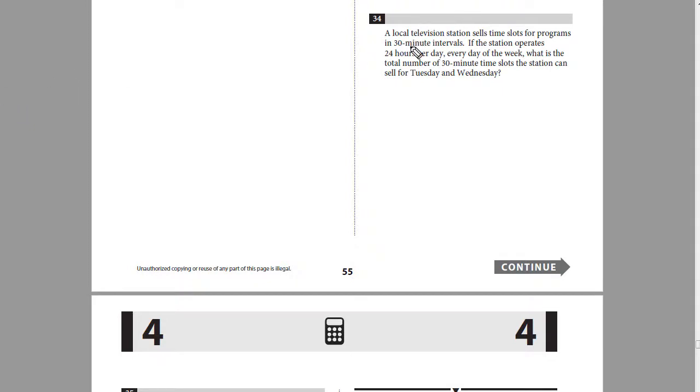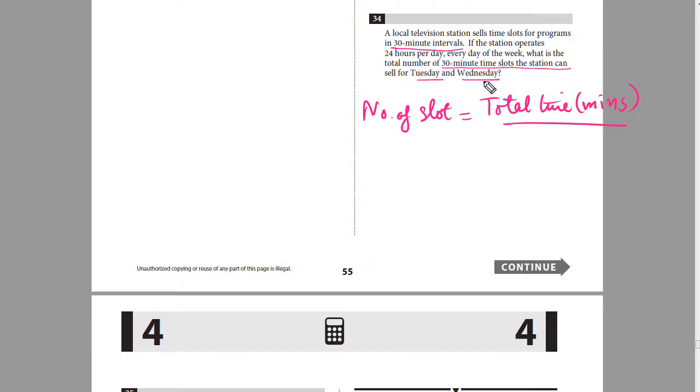Question number 34. A local television station sells time slots for programs in 30-minute intervals. If the station operates 24 hours per day, every day of the week, what is the total number of 30-minute time slots the station can sell for Tuesday and Wednesday? Now we have to find out the number of slots. So the number of slots will be equal to the total time in minutes in Tuesday and Wednesday divided by 30, because one slot is equal to 30 minutes.